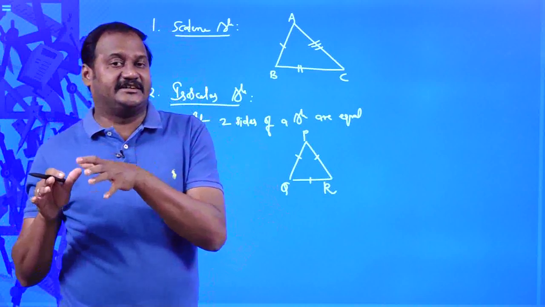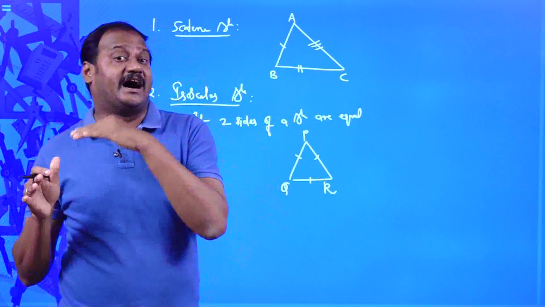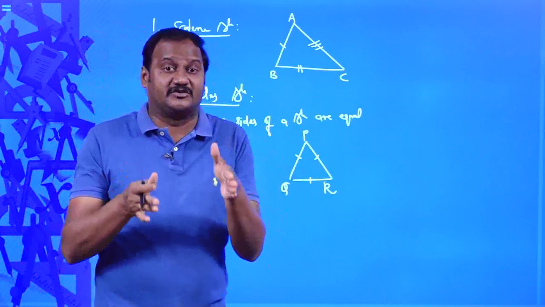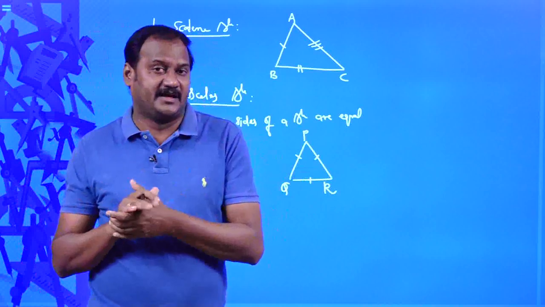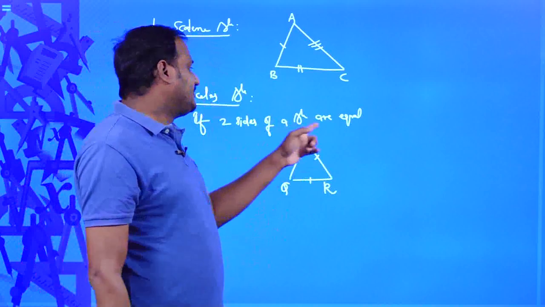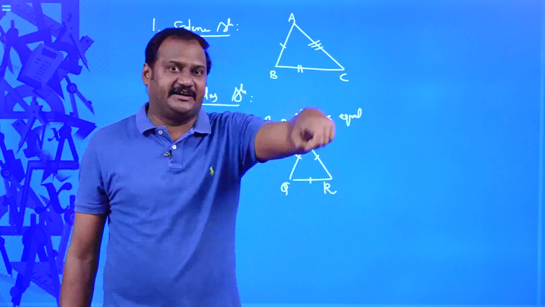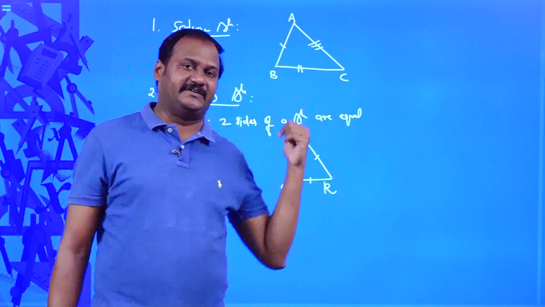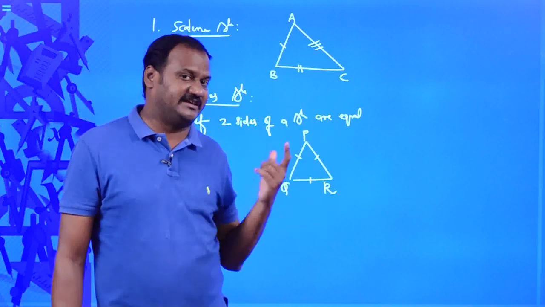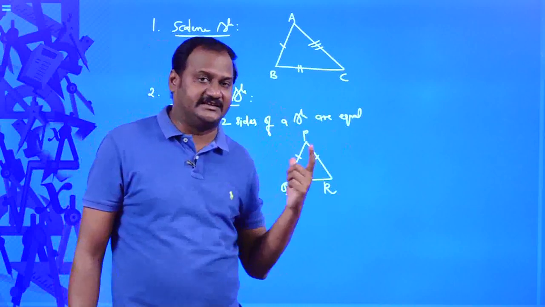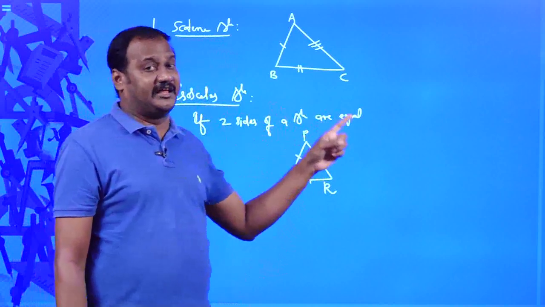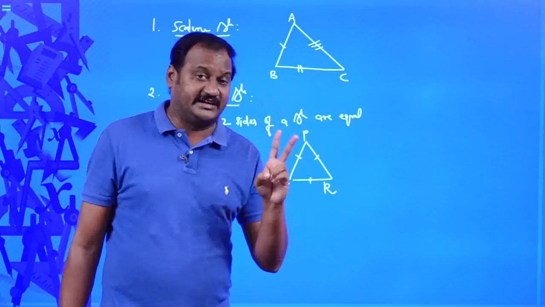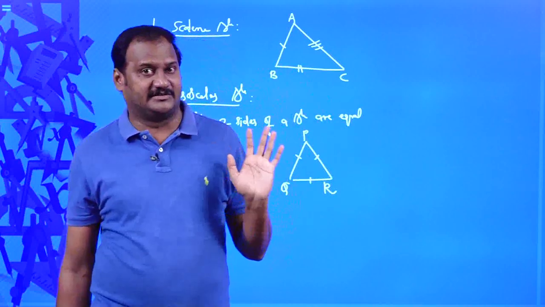Only equal means the other side should not be equal to one of these two equal sides. That is the meaning of two sides are only equal. But if you say two sides of a triangle are equal, if you identify any two sides irrespective of the length of the third side, then definitely you can say the triangle is an isosceles triangle. The definition of isosceles triangle is, if two sides of a triangle are equal, then the triangle is said to be isosceles. But you should not say that if two sides of a triangle are only equal.